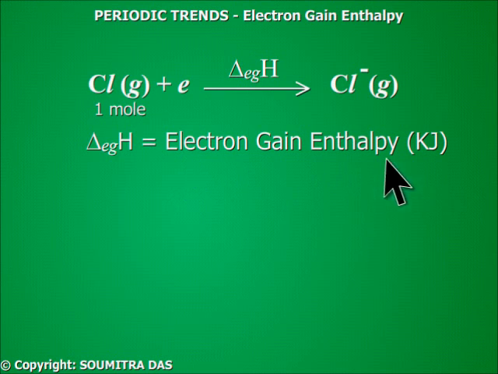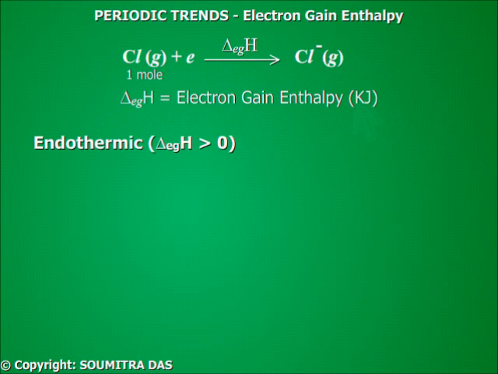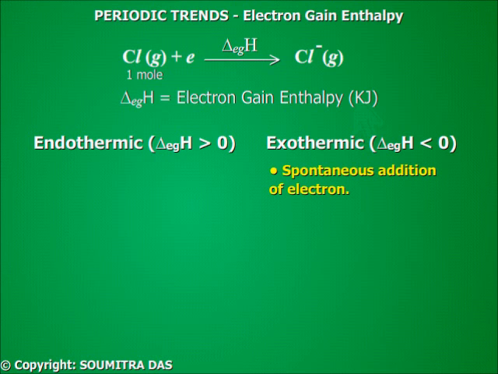Electron gain enthalpy is the energy released, in kilojoules, when 1 mole of gaseous atoms accepts an electron to form an anion. The process of gaining an electron may be endothermic or exothermic. That is, if an electron is added to the outer shell of an atom spontaneously, then energy is released and the process is exothermic, and electron gain enthalpy is negative.